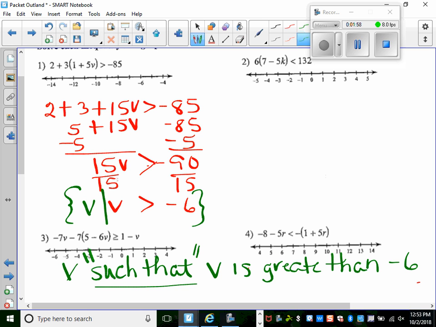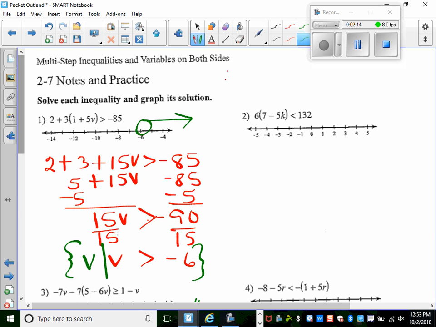Okay, so then you would graph it. So you would go where negative 6 is on the graph, you put an open circle, all the numbers greater than negative 6 are pointing to the right. So if you recall from last year, if it's just a greater than symbol or less than symbol, use an open circle. And if it has the equal sign under it, which means you are including the number, then it is a closed circle. Okay.